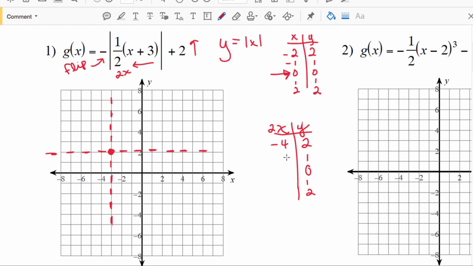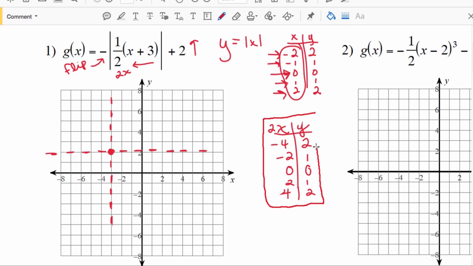And 2 times -2 is -4. 2 times -1 is -2. 0 times 2 is 0. 1 times 2 is 2, and 2 times 2 is 4. So when you compare all of these x values, I have just doubled them all, and that is because of this 1/2 on the inside of my function. And then this is what we're really plotting, except we need to make sure that our graph is upside down.